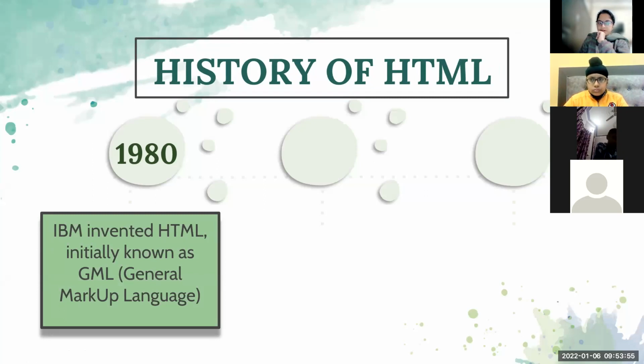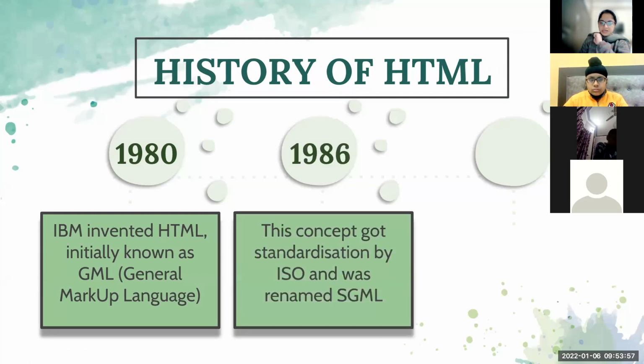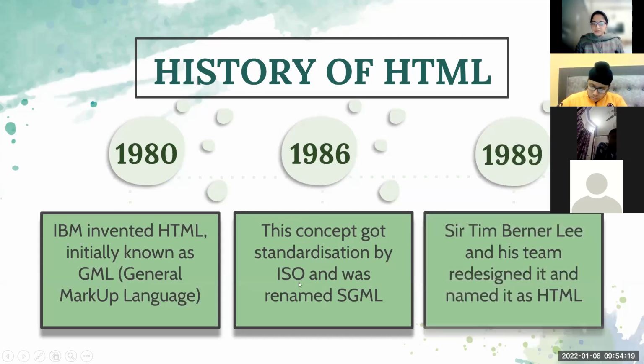In 1980, IBM company invented HTML, which was initially known as GML. Full form of GML is Journal Markup Language. It was a very powerful language aimed at creating documents in which one could mark the titles or heading text, font selection, and much more. In 1986, this concept got standardization by ISO and was renamed as SGML. SGML means Standard Generalized Markup Language.